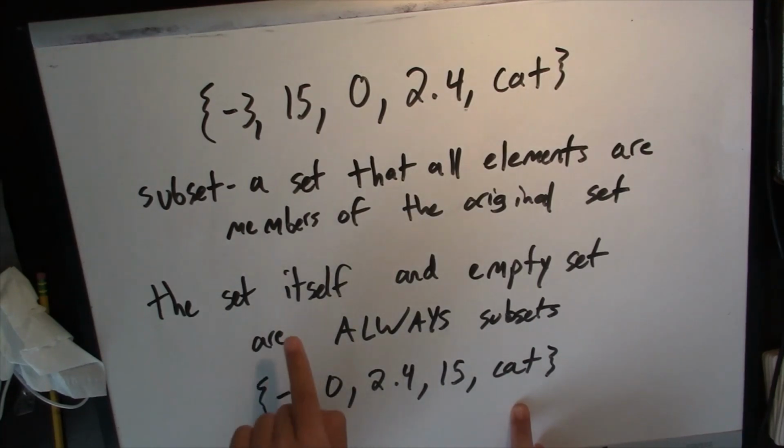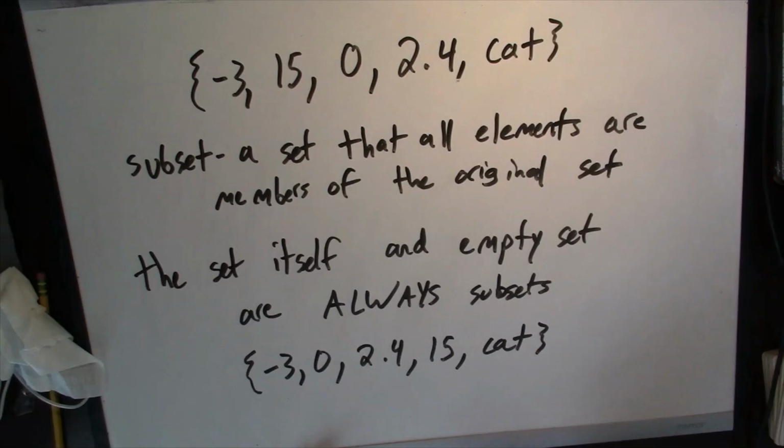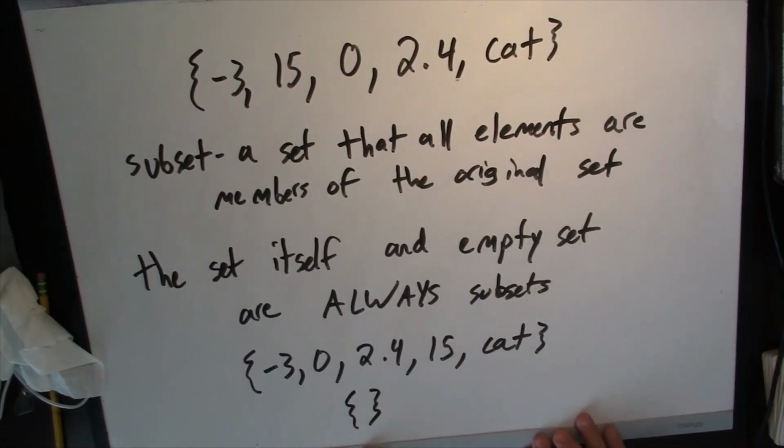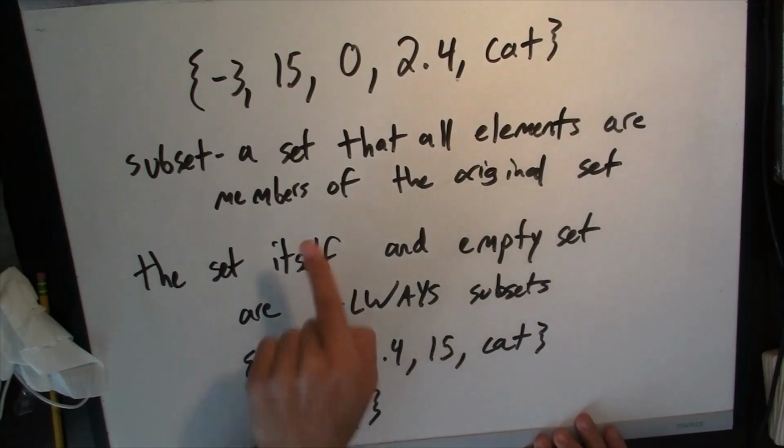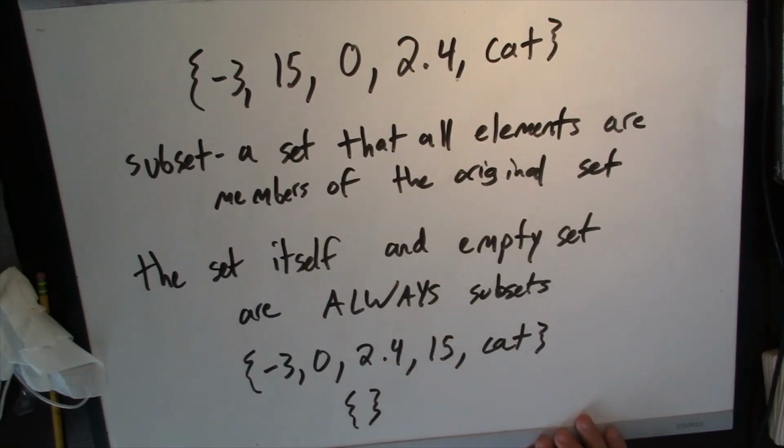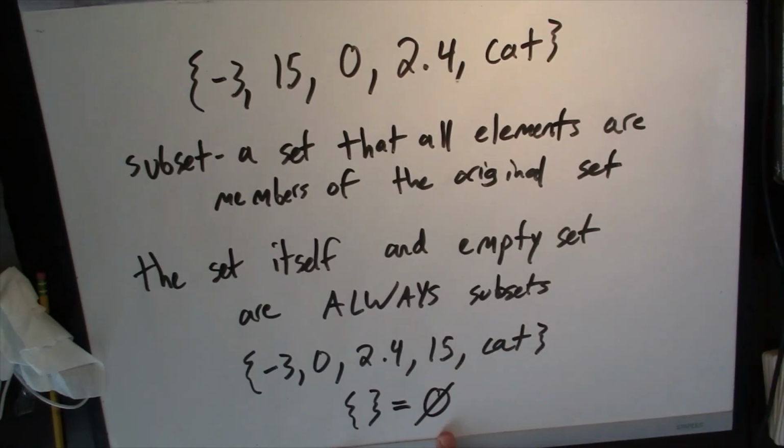And the set itself is always a subset. Also, the empty set, which would just be a set with nothing in it, would look like this, with no elements, and it is a subset of the original set. I could also write it like this. This was the most common answer for that question that said which one is not a subset. The empty set is always a subset.